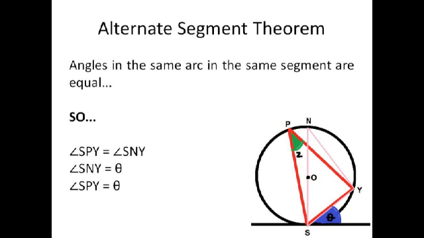We know that angles in the same segment are equal, so we know that angle SPY is equal to angle SNY, and we know that angle SNY is theta from all the proof we did earlier, so therefore SPY must also equal theta, so we know that the green angle is equal to theta, which is the blue angle, yeah!